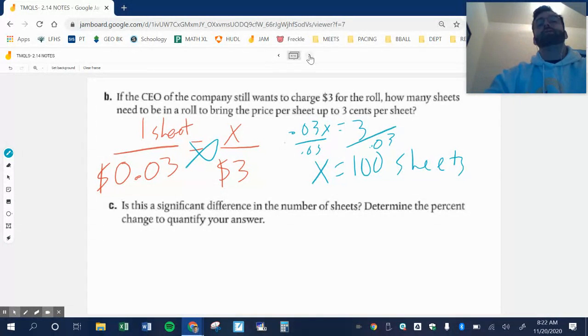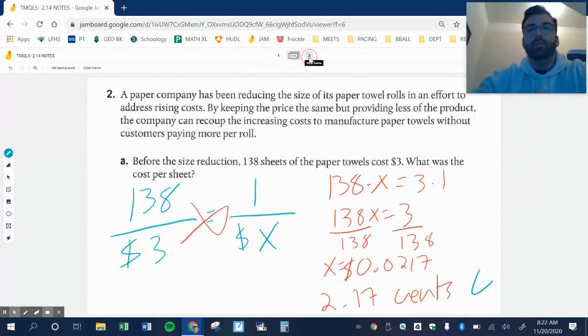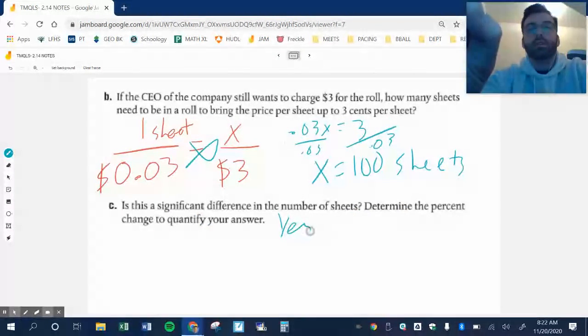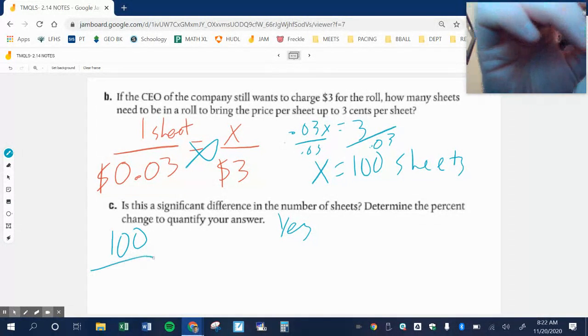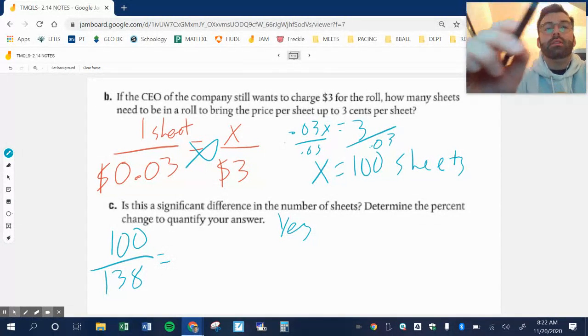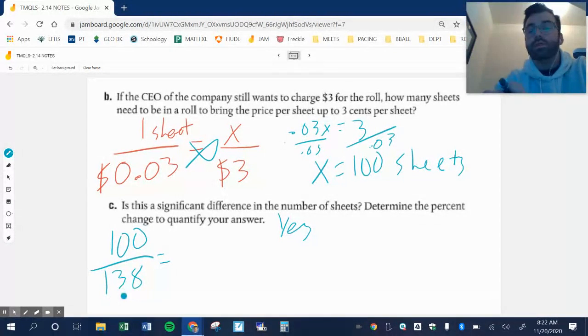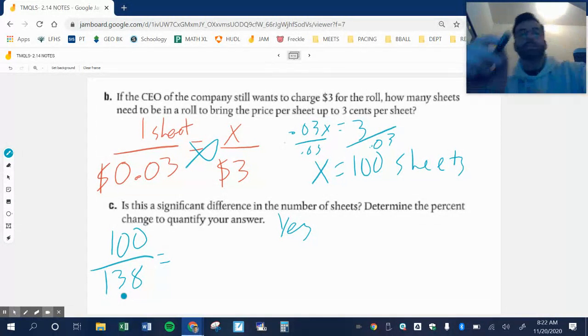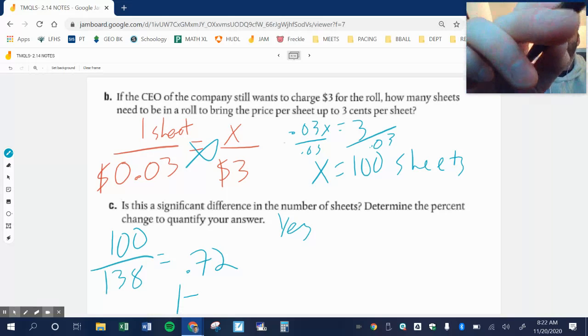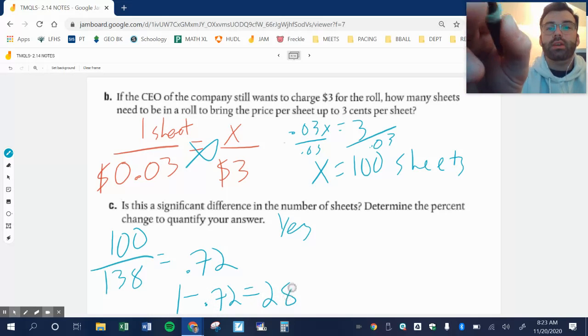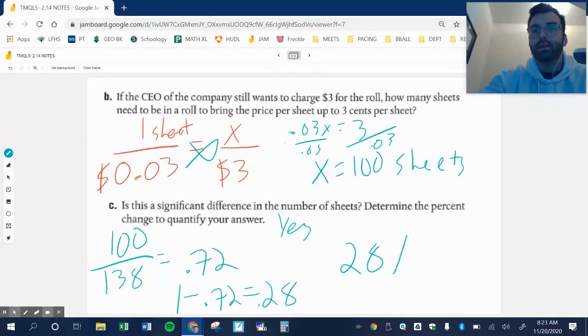Is this a significant difference in the number of sheets? Yes, it obviously is. We're comparing 100 to 138 here. Okay, so I would say yes. Determine the percent change to quantify your answer. So remember, we're talking about a percent decrease here. So I want to do 100 over 138. This is my new number of sheets over the original, and I got 0.72, which is a decrease. Well, how much is this a decrease of? I just do 1 minus 0.72, and I get 0.28. Okay, so it's a 28% decrease.